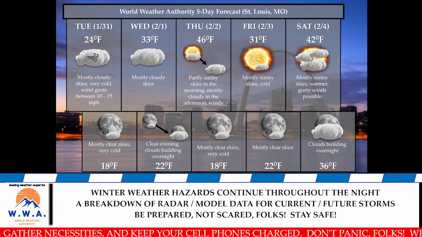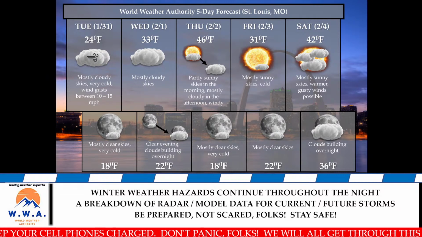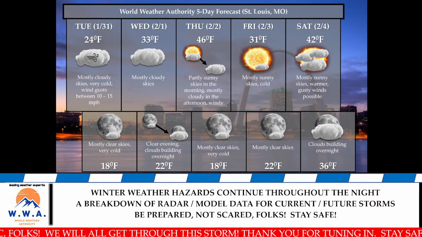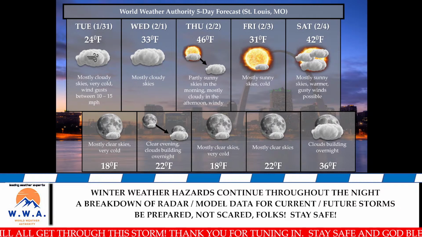Moving into Friday, February 3rd, we're looking at a high of 31 degrees with mostly sunny skies. Very cold temperatures still. Even with the sun out, it's going to be very deceiving out there, so make sure you guys are bundled up. And Friday night, mostly clear skies with a low of 22.